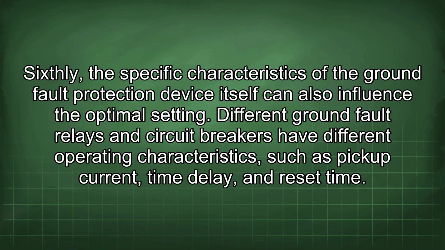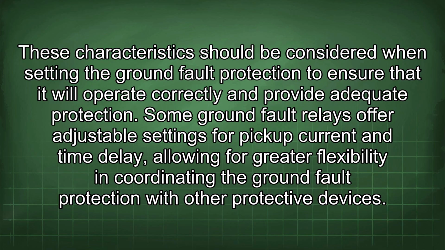Sixthly, the specific characteristics of the ground fault protection device itself can also influence the optimal setting. Different ground fault relays and circuit breakers have different operating characteristics, such as pickup current, time delay, and reset time. These characteristics should be considered when setting the ground fault protection to ensure that it will operate correctly and provide adequate protection. Some ground fault relays offer adjustable settings for pickup current and time delay, allowing for greater flexibility in coordinating the ground fault protection with other protective devices.